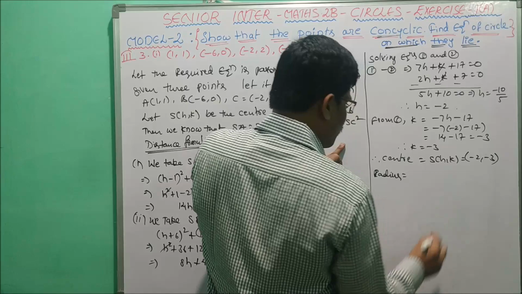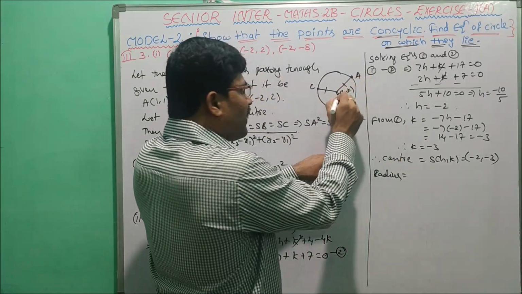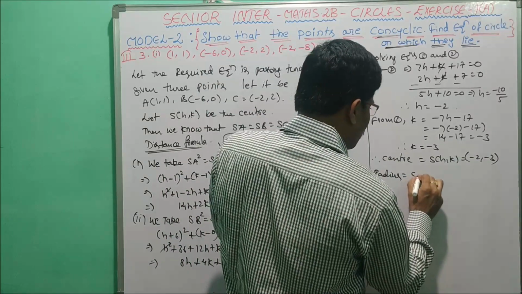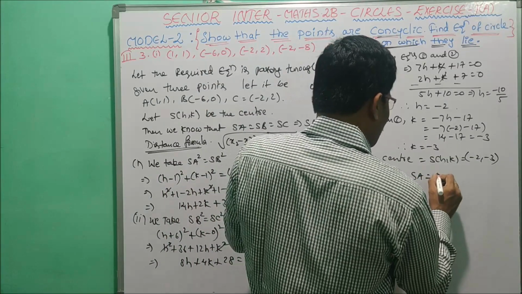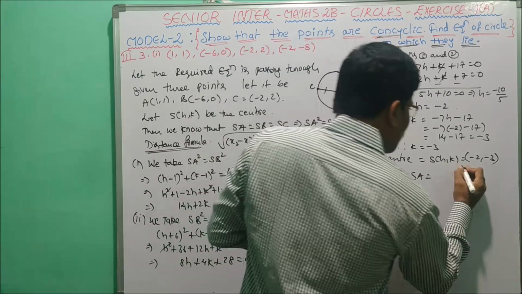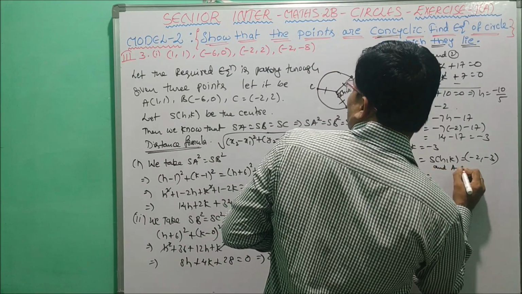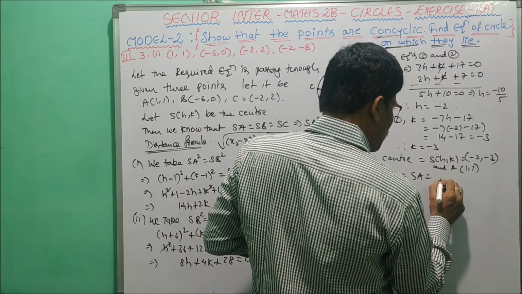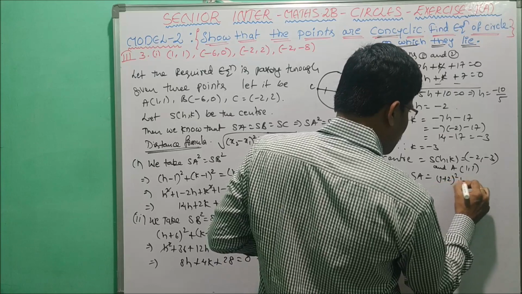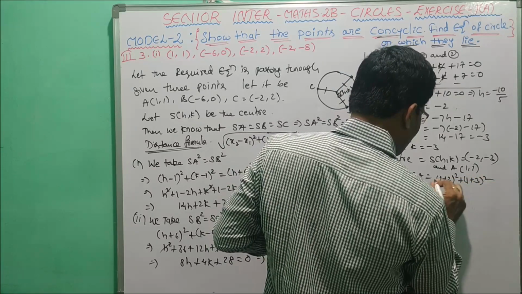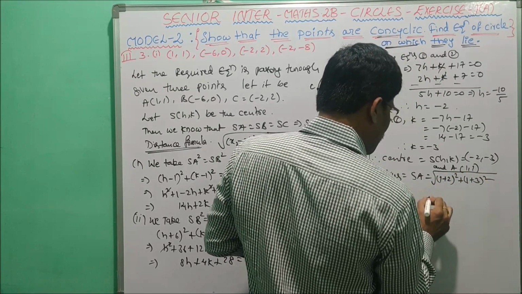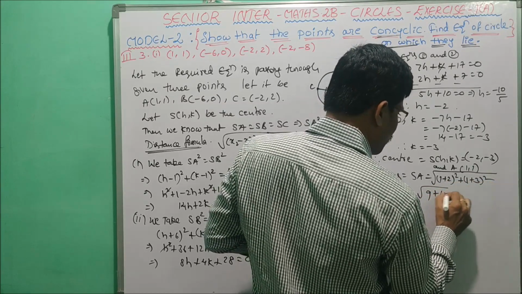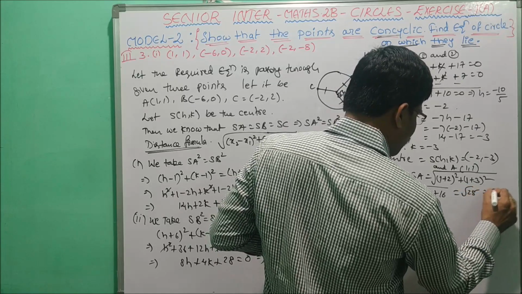Similarly, to find the radius, here we take SA, SB, SC. Out of 3 we take 1. Here we take SA. So S is (-2, -3) and A is (1, 1). To find the distance between these 2 points, using the distance formula, that is 1 plus 2 whole square plus 1 plus 3 whole square. Now it can be simplified: this is 9, this is 4 square, that means 16. So square root of 25, that equals 5.